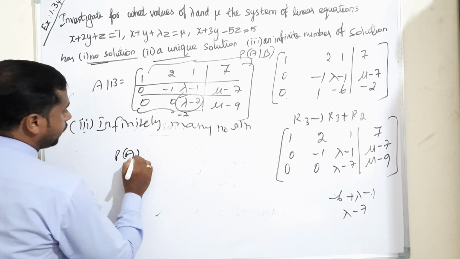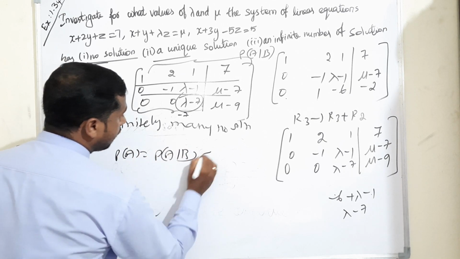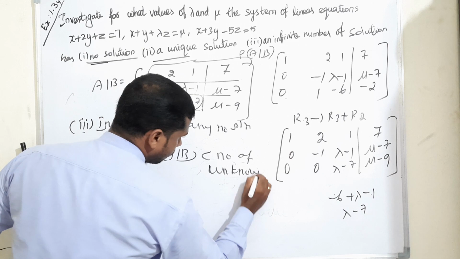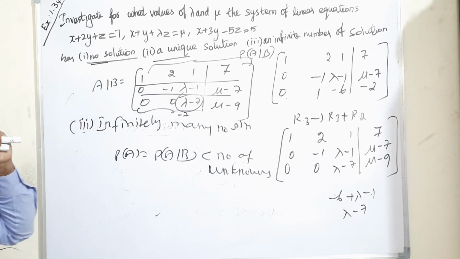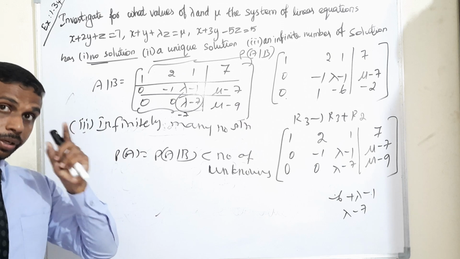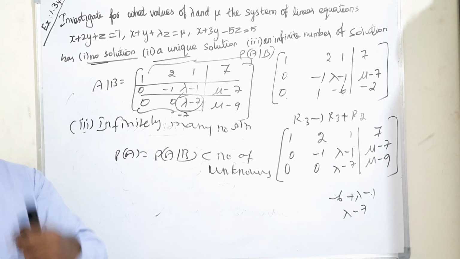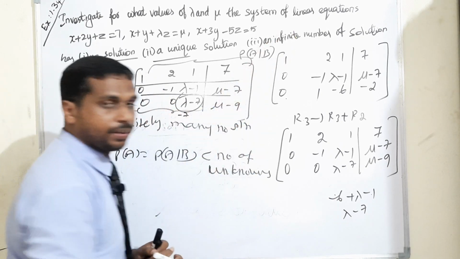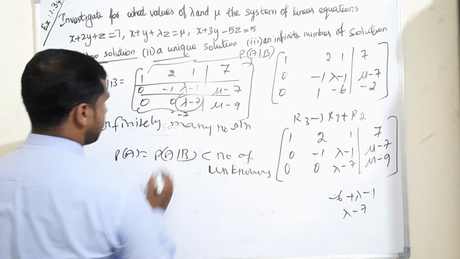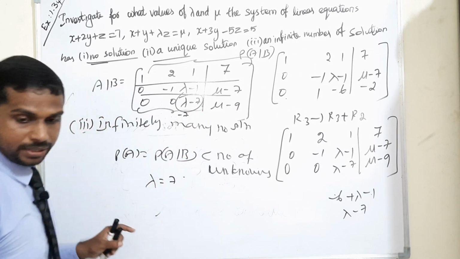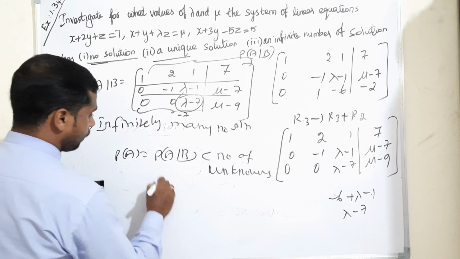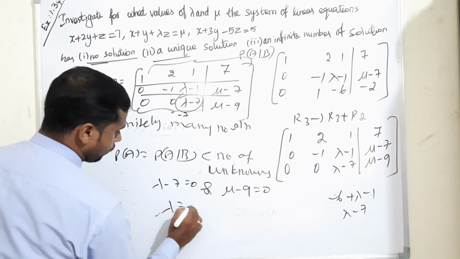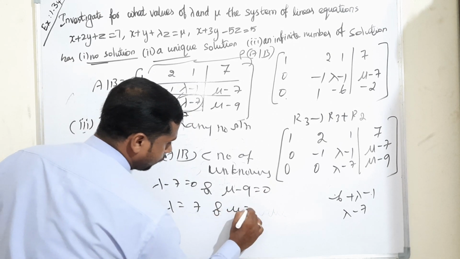That is, rank of A is equal to rank of A with B, less than the number of unknowns. I have already seen this, I think in example 1.32 and 1.31 also, whether it is a two parameter family solution or a one parameter family solution. One parameter family solution means we can say infinitely many number of solutions. So how to arrange it? Lambda minus 7 is equal to 0 and mu minus 9 is equal to 0. So lambda is equal to 7 and mu is equal to 9.